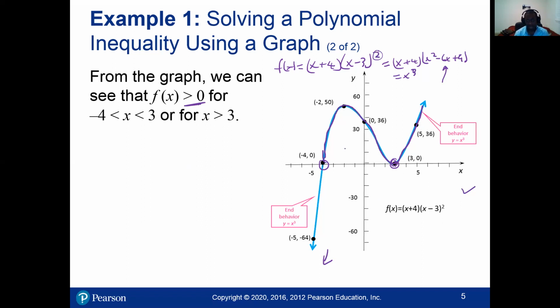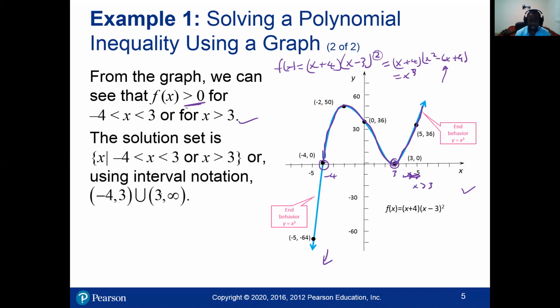Okay, so what are the intervals of x? It's from -4 to 3, and then 3 and all above. Okay, x is greater than 3. Where does it show that? That is the values of x. Okay, and then therefore the solution set in set notation is x such that x is greater than -4 and less than 3, or x is greater than 3, as we can see from the portions of the graph where it is above the x-axis. And if you use interval notation, that's what you got.